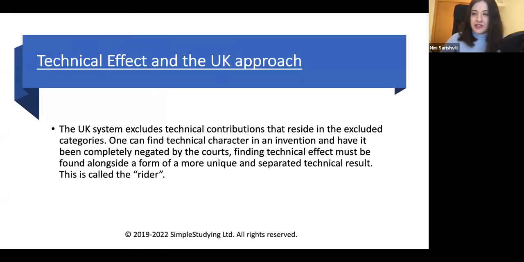The UK has a technical approach, which basically means that it excludes technical contributions that reside in the excluded categories. Therefore, it has to be something of an innovation, something that is not merely a technical effect of an already existing discovery.